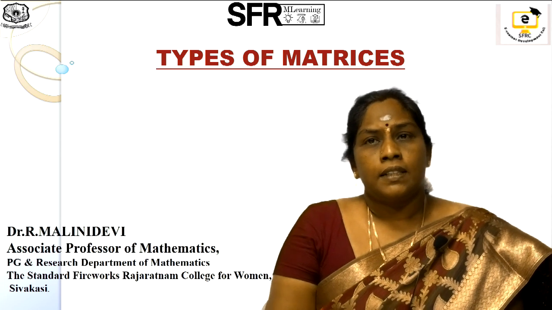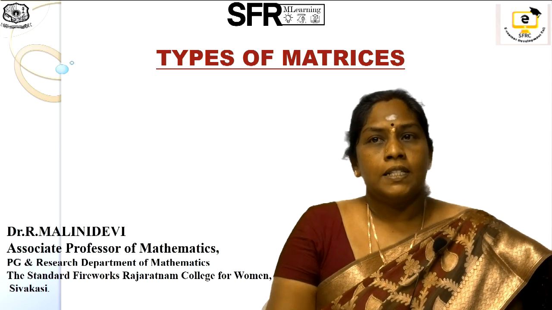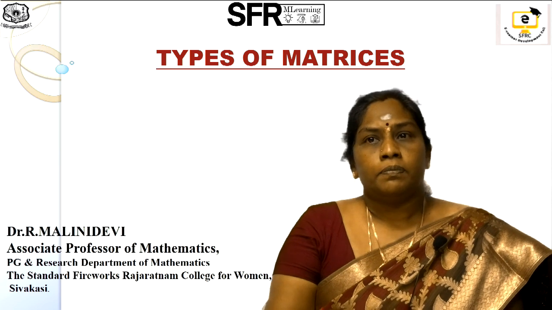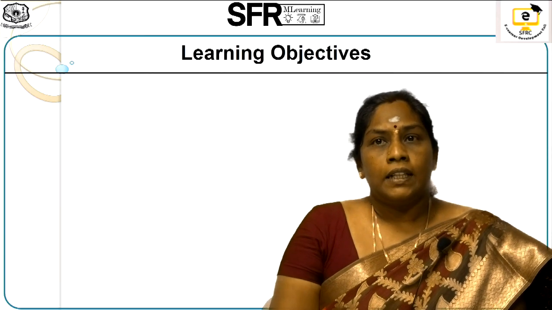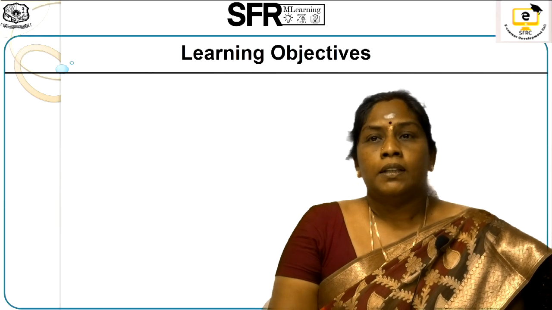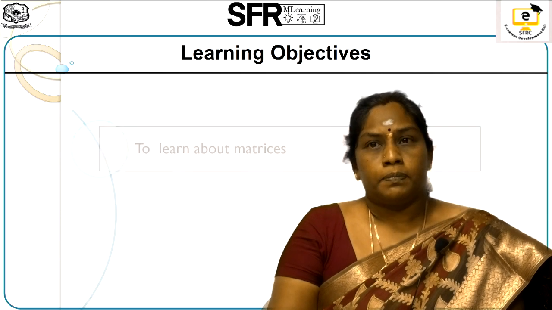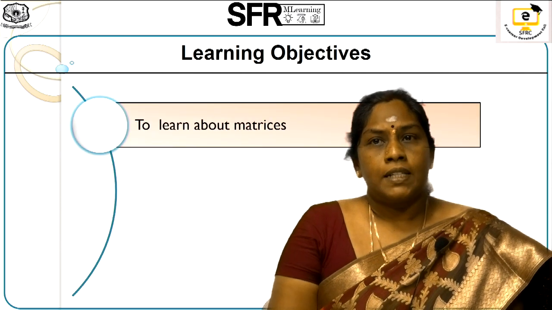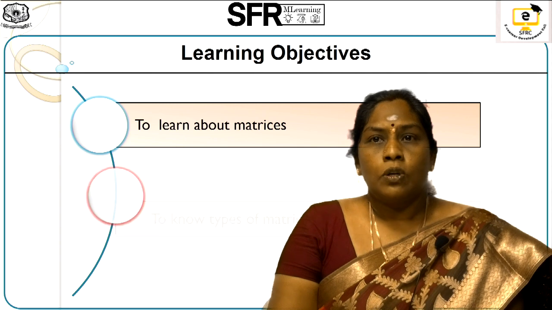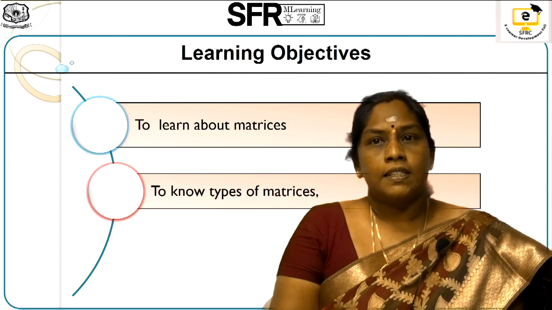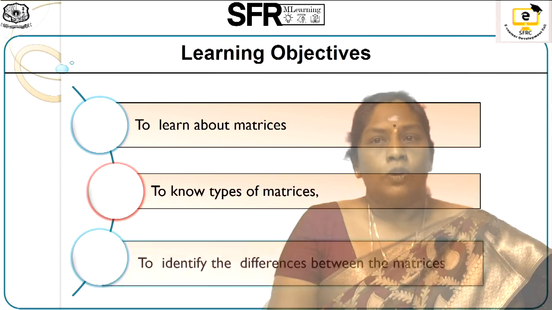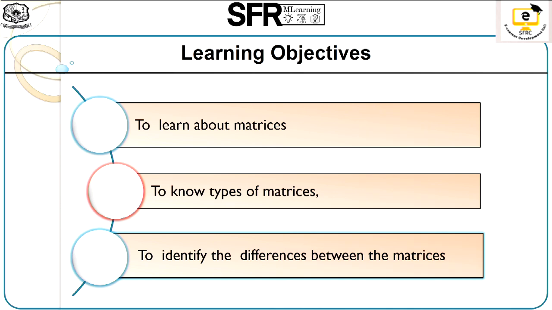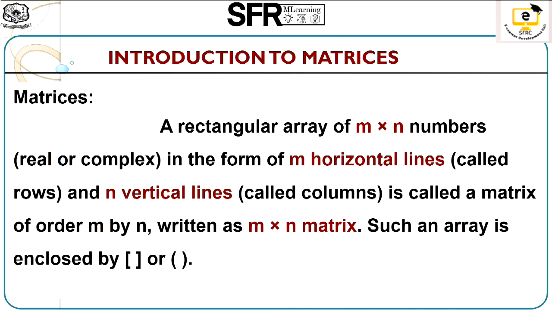Now we are going to see the topic types of matrices in linear algebra. You will see some types of matrices and the properties of these matrices. The learning objectives of types of matrices are: first, to learn about matrices; next, to know about the types of matrices; and third, to identify the differences between the matrices.